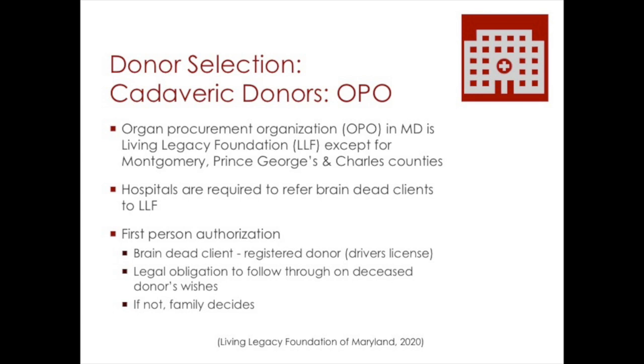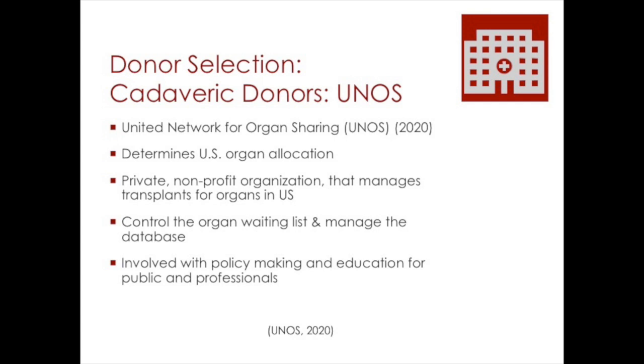Just think about, did you have any clinical experience with this? Did you observe a nurse in one of the units having to call the Living Legacy Foundation? Now, that was at the state level, so we'll talk about the national level now. This is important. UNOS, or the United Network for Organ Sharing, is a national agency that determines organ allocation and manages organ transplants in the U.S. UNOS controls the organ waiting list. It manages the database, that's mandatory reporting, and it's involved with policymaking and education for the public and for professionals.